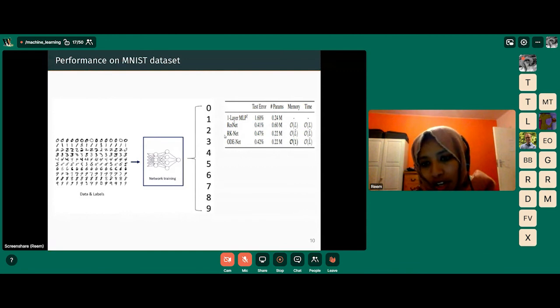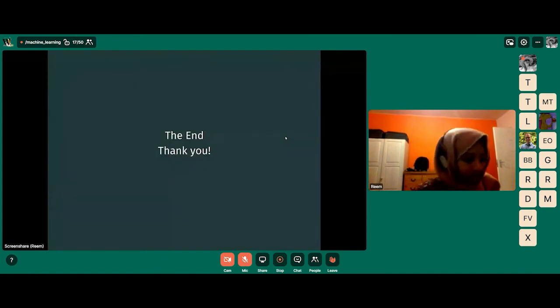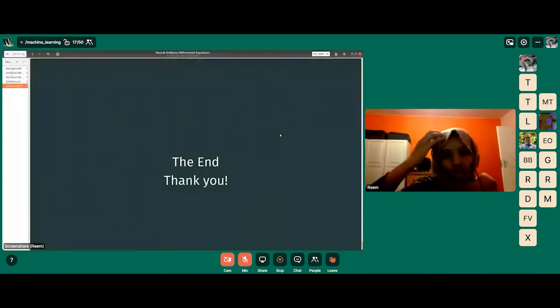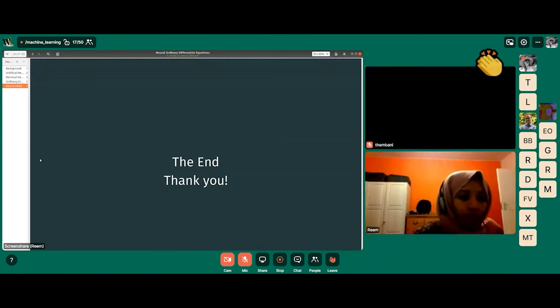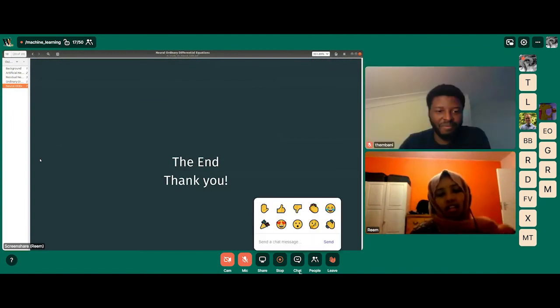And now if you compare the number of parameters that has been used in all these methods, the ODE networks have a small number of parameters. And also if you look at the memory, it uses less memory compared to the rest. Okay? The main reason that the Runge-Kutta network also has a small number of parameters is that it also uses some numerical approximators.